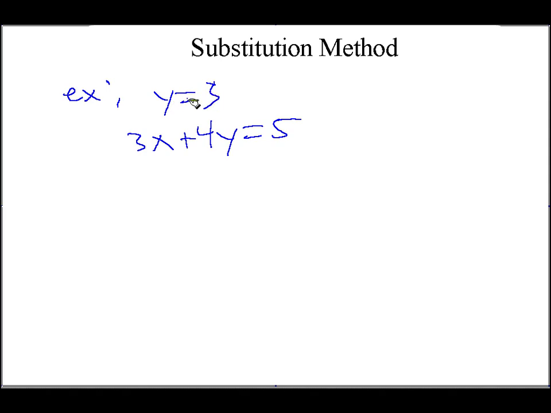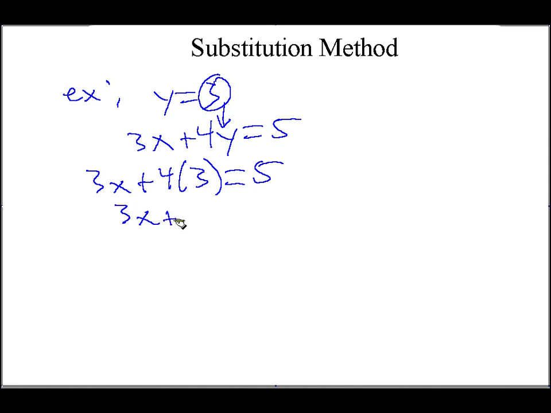In this case, y is 3, right? So I simply have to plug 3 in for y into the second equation, and I'll be left with just x. So let's do that. The second equation becomes 3x plus 4 times y, which is 3, equal to 5. So 3x plus 12, 4 times 3, is equal to 5. Now I just get an equation with just one variable, x. I can finish solving it.